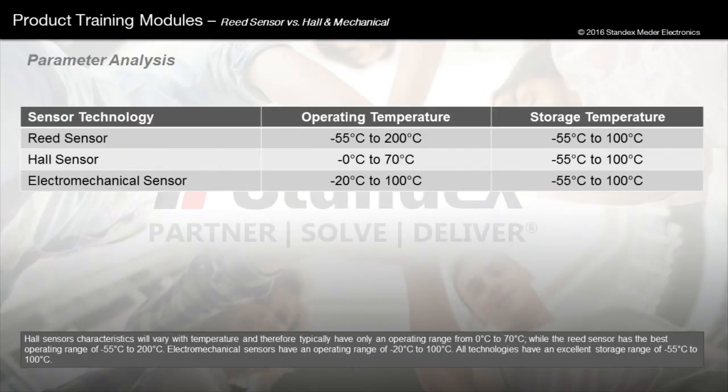Hall sensors' characteristics will vary with temperature and therefore typically have only an operating range from 0 degrees Celsius to 70 degrees Celsius, while the Reed sensor has the best operating range of minus 55 degrees Celsius to 200 degrees Celsius. Electromechanical sensors have an operating range of minus 20 degrees Celsius to 100 degrees Celsius. All technologies have an excellent storage range of minus 55 Celsius to 100 degrees Celsius.